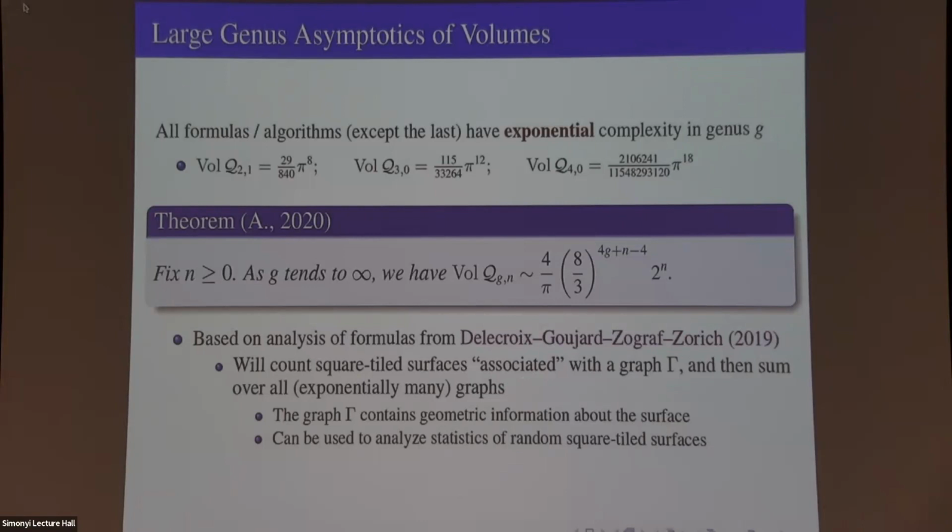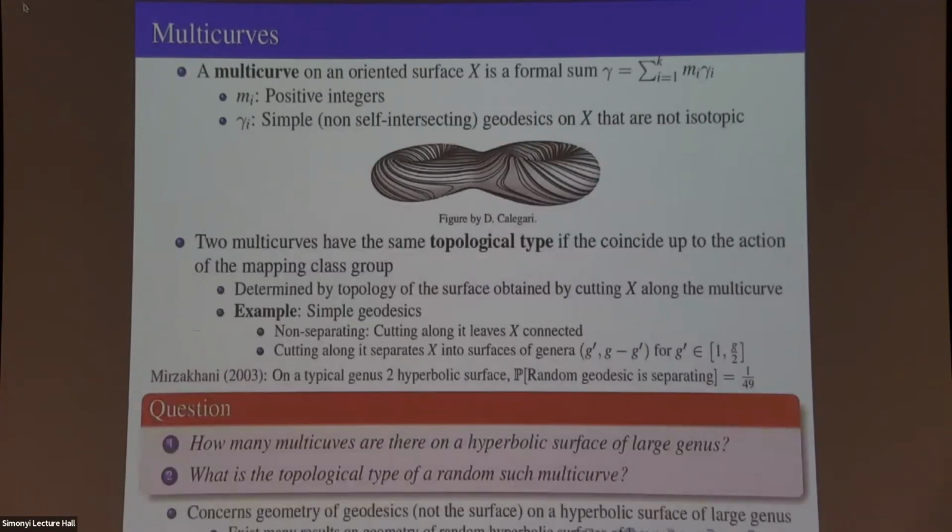So although I have this fairly complicated sum over all graphs, if I manage to compute this sum, I'll actually get more than just the volume. I'll be able to understand the contribution of any geometric skeleton, any surface associated with this graph gamma, which can be used to fish out statistical information about random square-tiled surfaces. Before I get to that, I want to now talk about the hyperbolic side of the story, which is through these multicurves. So just a definition to start with.